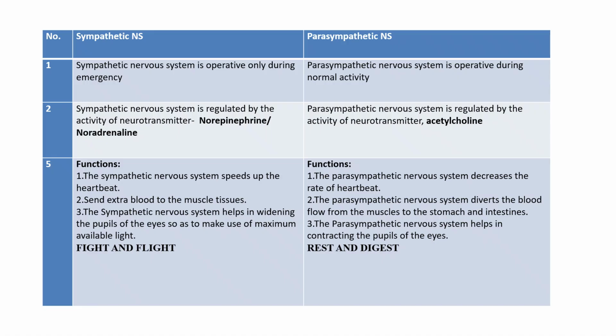The sympathetic system functions by increasing heartbeat, sending extra blood to muscle tissue, and helping in widening of the pupils of the eyes so as to make maximum use of the available light. So it is mainly concerned with the fight and flight mechanism.